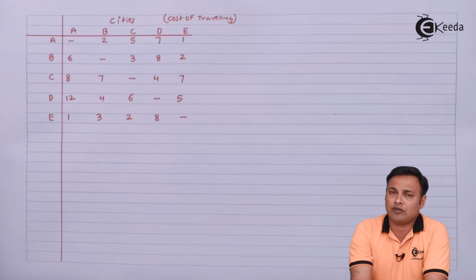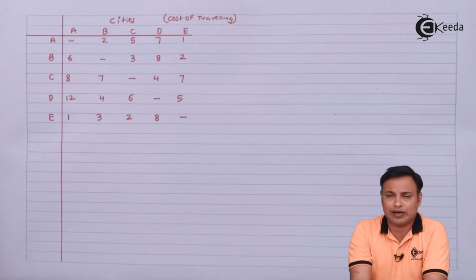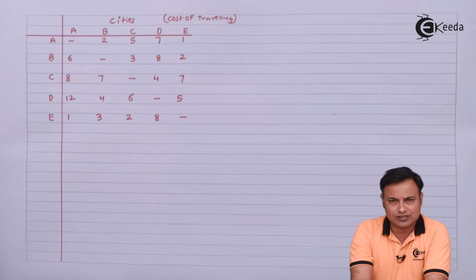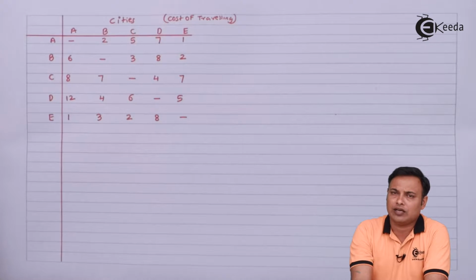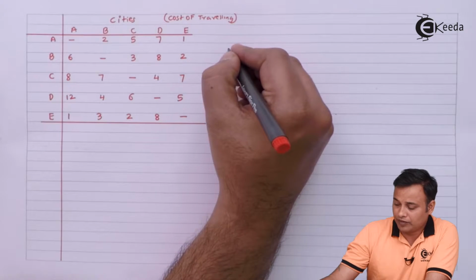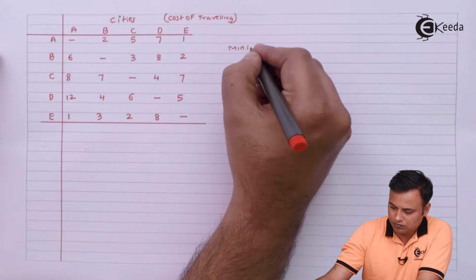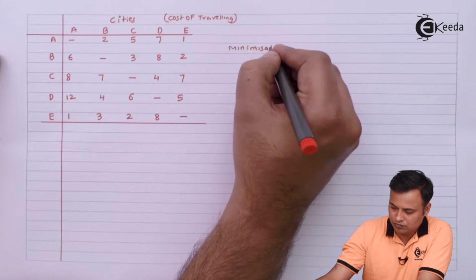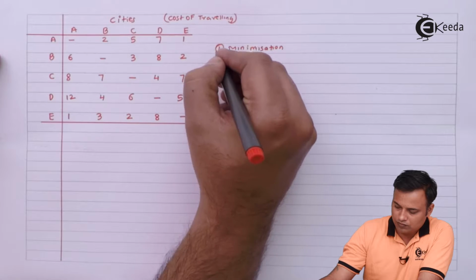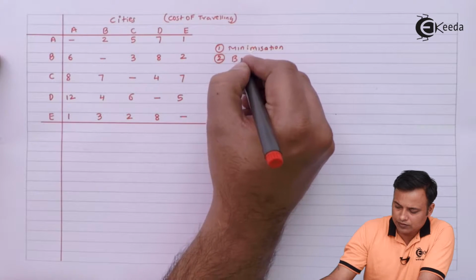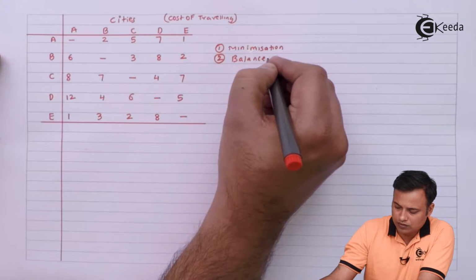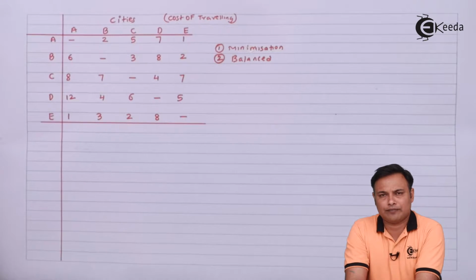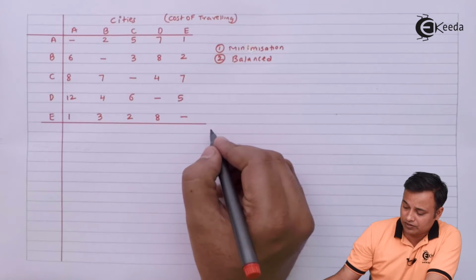Second, it should be of minimization. This is a minimization problem and it is balanced, so I can directly proceed to row minima, then I'll go for the column minima and check the optimality test. Let's see. The problem is of minimization, and second, the problem is balanced. So I can proceed further and go directly for row minima. My first step.